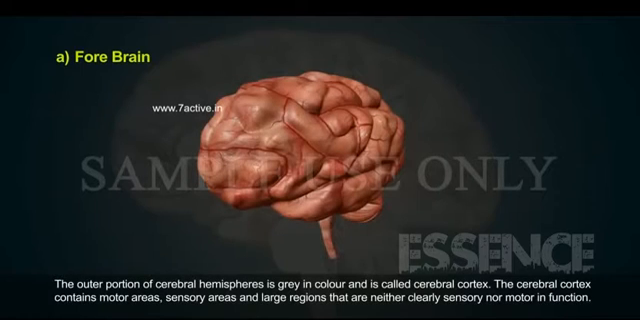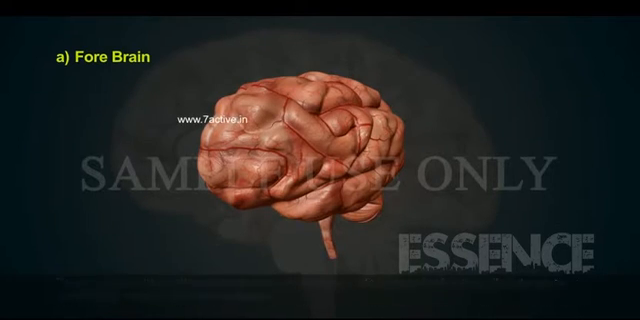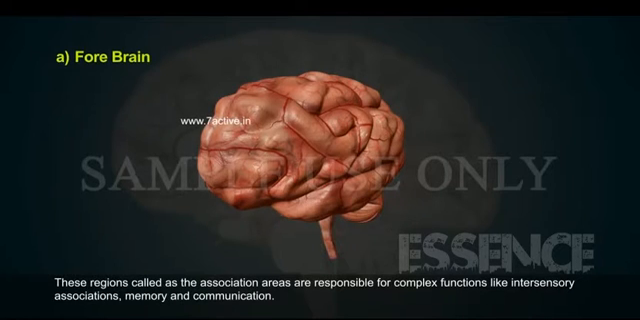The outer portion of the cerebral hemisphere is gray in color and is called the cerebral cortex. The cerebral cortex contains motor areas, sensory areas, and large regions that are neither clearly sensory nor motor in function. These regions, called association areas, are responsible for complex functions like intersensory associations, memory, and communication.